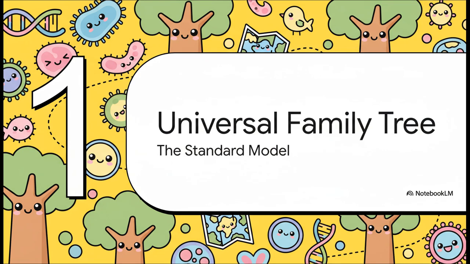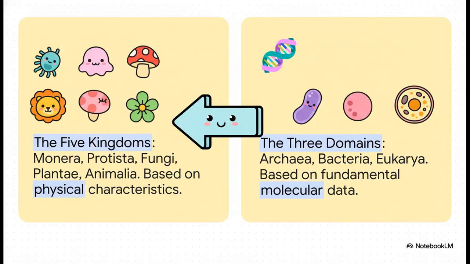All right, so before we get to the new stuff, let's just quickly go over the model that's been the standard for decades. This is the official map we've all been working from. Now, our understanding has changed over time, for sure. You might remember learning about the 5 kingdoms in school, plants, animals, fungi, and all that. But we've since moved on to something a bit more fundamental, something based on deep genetic data, the 3-domain system.